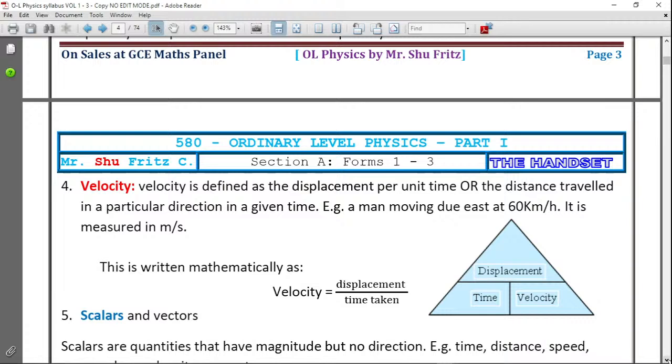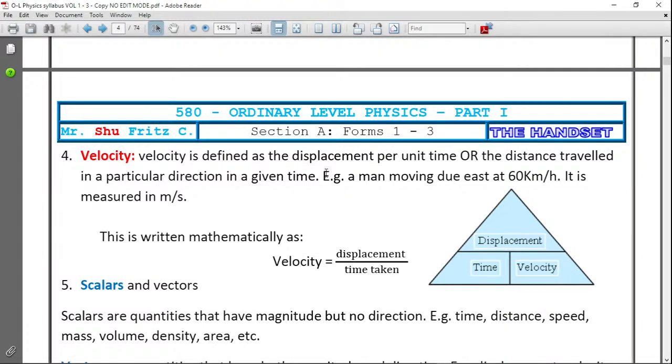And then velocity is the rate of change of displacement, or the displacement per unit time. And since displacement is a vector, velocity is equally a vector because velocity has magnitude as well as direction. And the formula for speed and velocity is just the same. So you just change distance to displacement, and you change speed to velocity, and you do the same. So mathematically, we have velocity equals displacement divided by time taken.